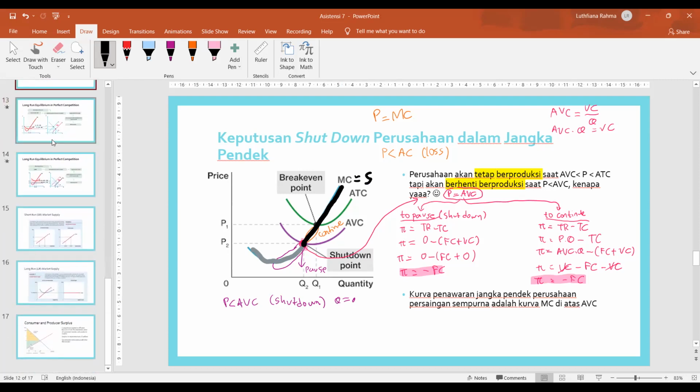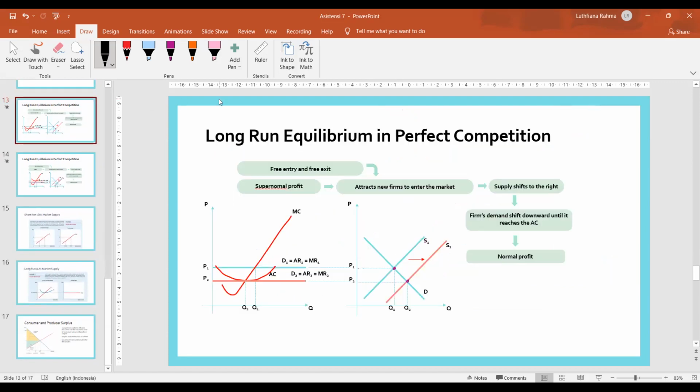Next, we move to the long run decision for a firm. We already know that here in the long run, the firm has a decision whether to entry or to exit. Remember, in the long run there are two options, to exit or to entry.